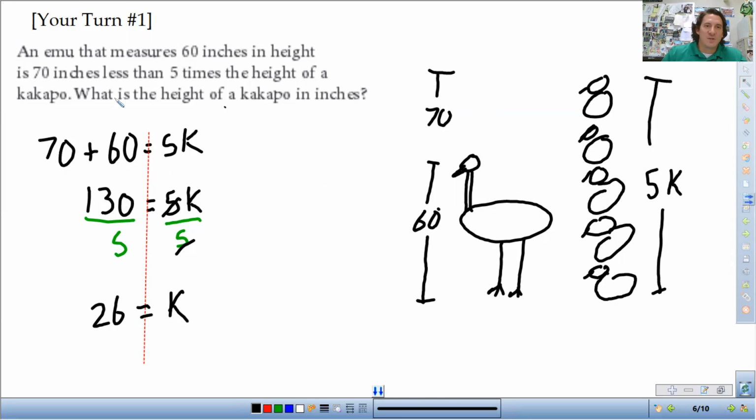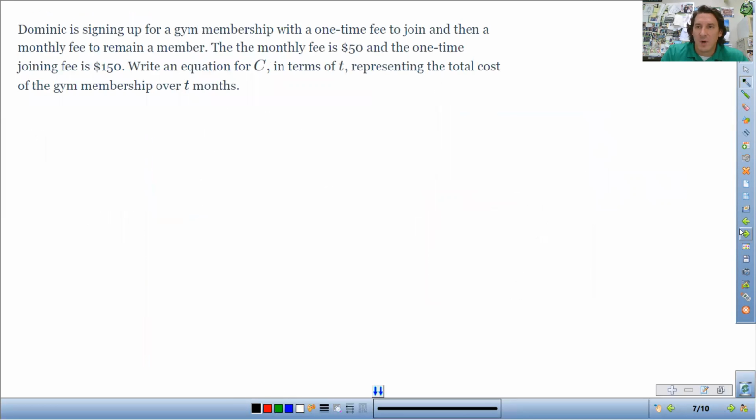So those are just examples of how to use equations to solve for a scenario. Here, we're just going to be setting up the equations. All right, your assignment is all going to be setting up equations. You'll see a lot of problems like this. So we're just going to set up the equation.